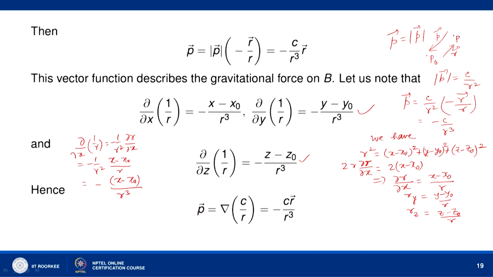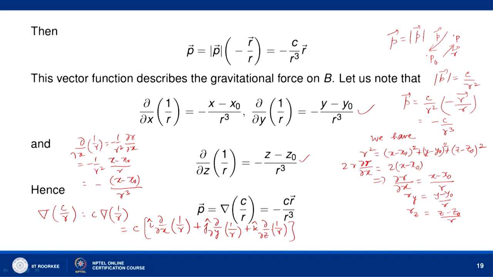So what we get here? This vector P is nothing but del of c over r. Why is it del of c over r? Let us see that. Del of c over r means c times del of 1 over r, and del of 1 over r is what? It is c times i del over del x of 1 over r, and del over del x of 1 over r is minus (x minus x naught) over r cube. So, minus 1 over r cube we can write here.